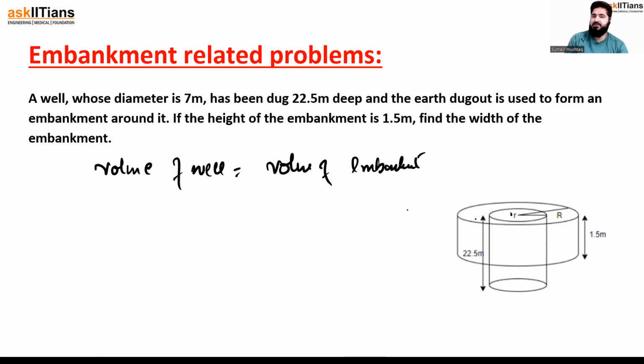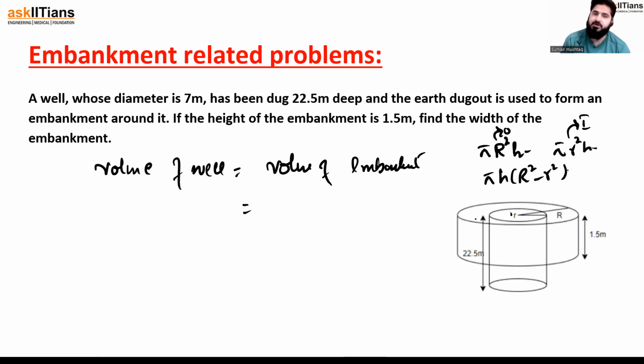Embankment means whatever it is outside, and its volume is, let us suppose, the volume of the outer cylinder is pi R square h, since the height is the same, minus pi r square h. This is outer and this is inner. This can also be written as pi h (R square minus r square). This is the main thing that you need to know about embankment related problems.